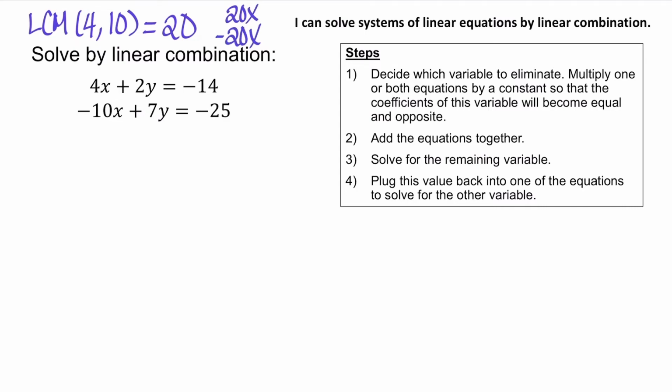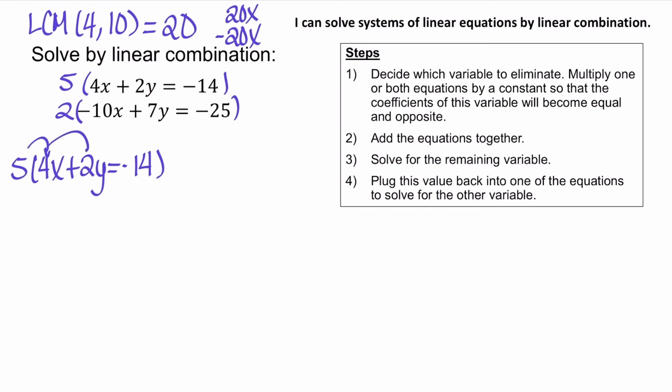So my best situation would be if that top equation was a 20x and if that bottom equation was a minus 20x. So to get that, I'm going to go ahead and multiply this top equation by 5 because 5 times 4 is 20. And then the bottom equation I'm going to multiply by 2. So let's write out now our new equations by multiplying everything out.